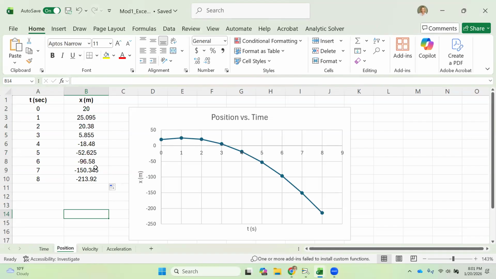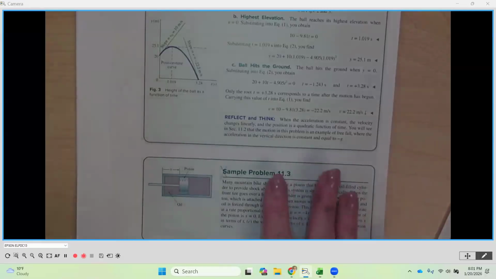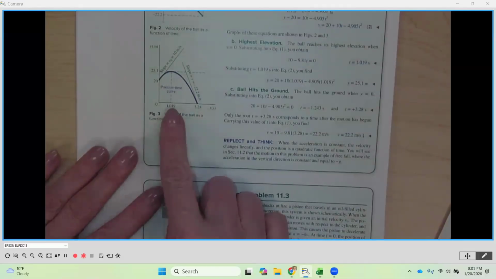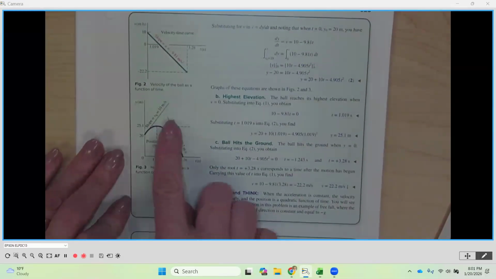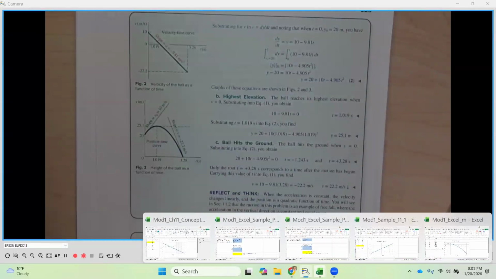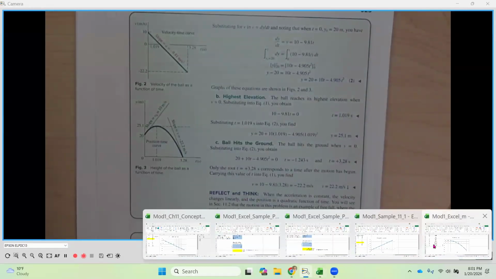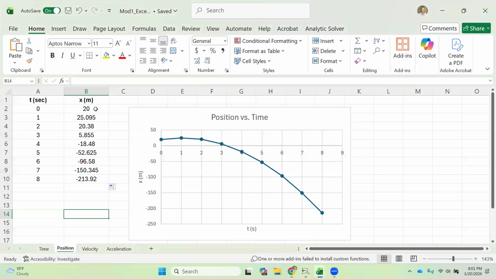Too many pieces of paper here. Hold on. So look, here it is. If you want to compare with the book, you can simply go to page 625, and this is going to be your position-time curve. And if we go here, it's starting at 20, and we start at 20 as well.